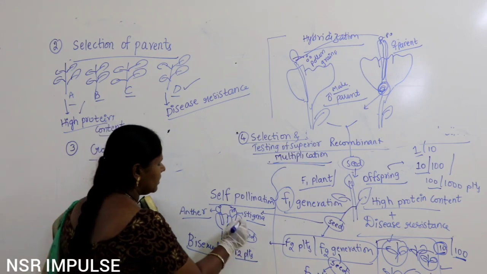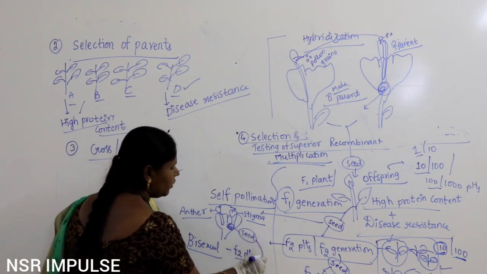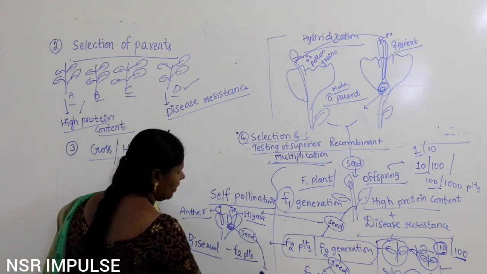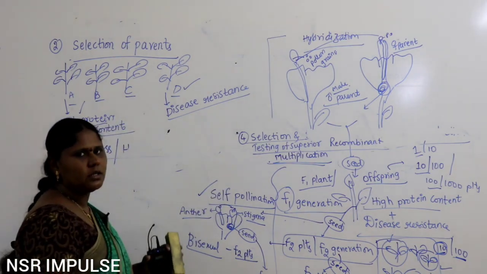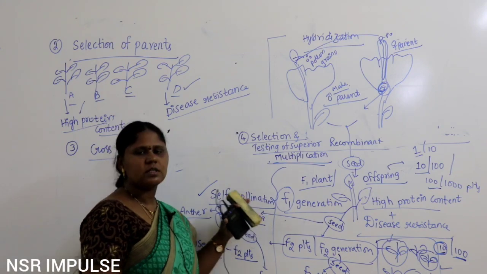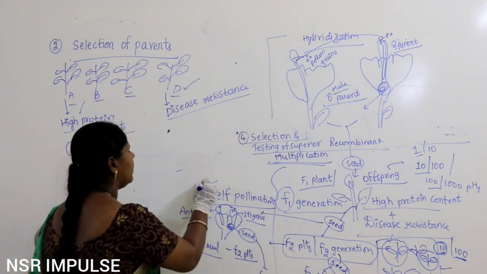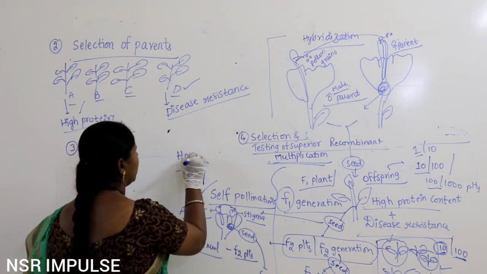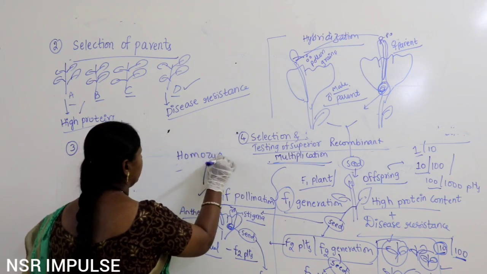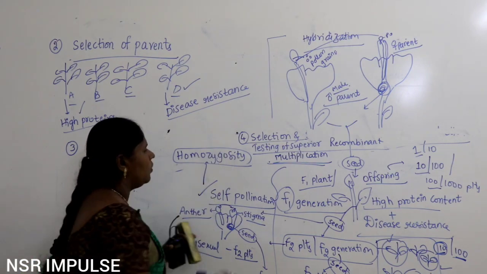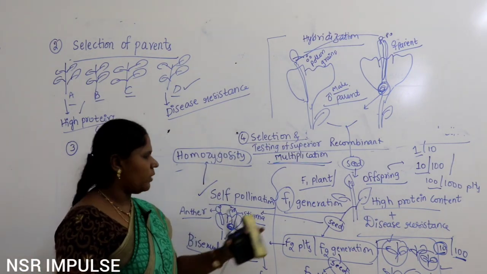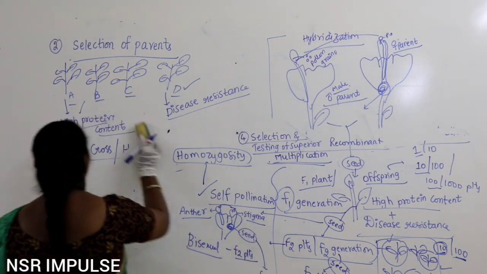Right. What is this? This is an F2 plant. From this what you get is nothing but an F3 plant. In the F3 plant also we go for self-pollination again. Why is self-pollination done? Until we reach homozygosity. I hope everyone understood until here.